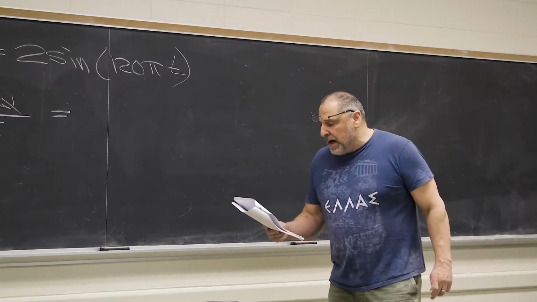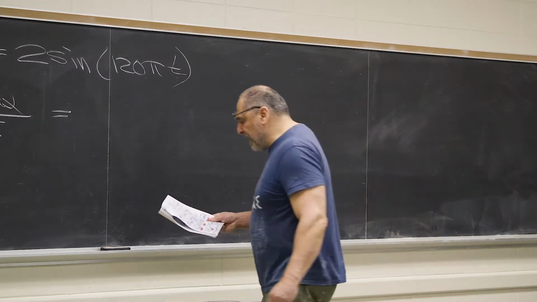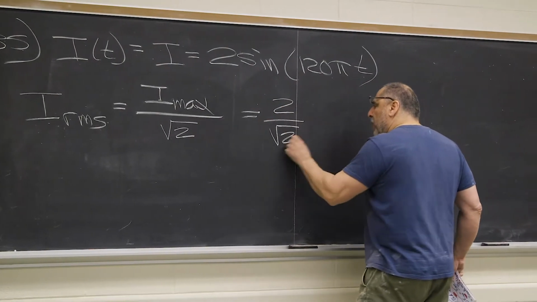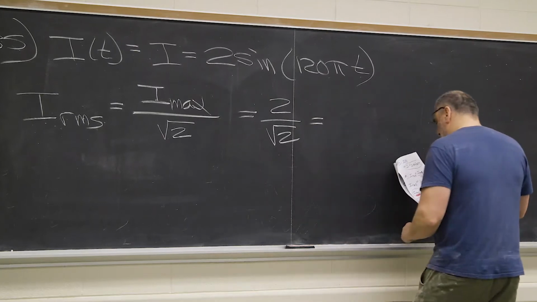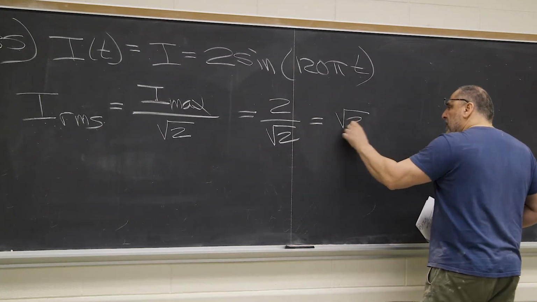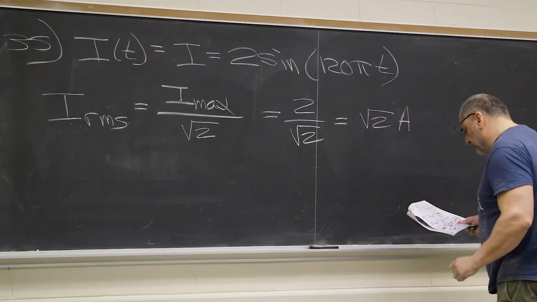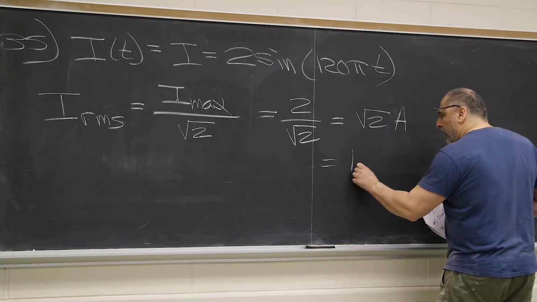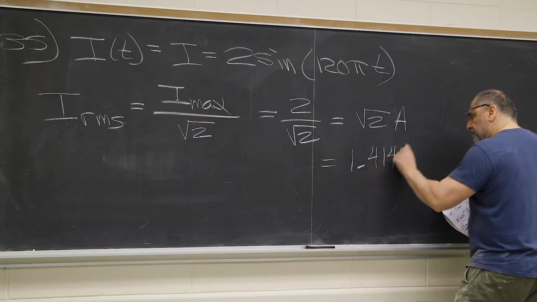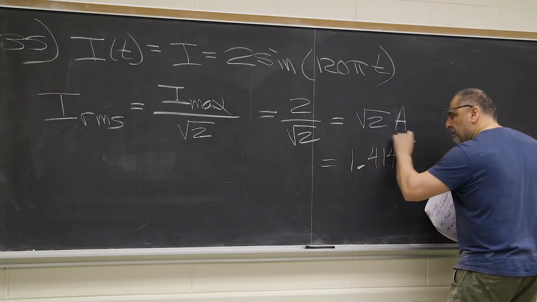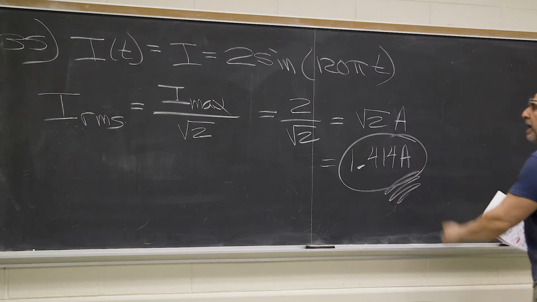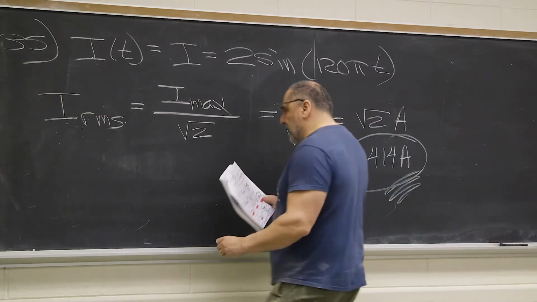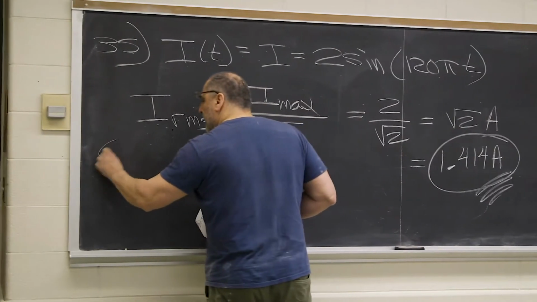You guys know that. They told us 2 amps was the max. 2 amps divided by the square root of 2 is the square root of 2 amps. What is that? Well, square root of 2 is 1.414. And there it is, that's A.